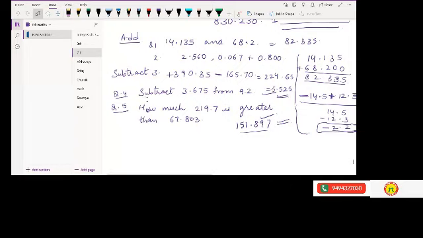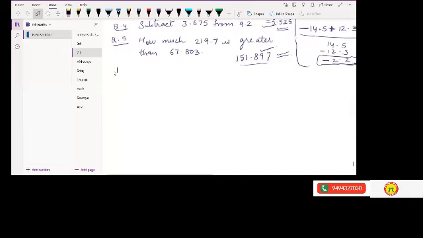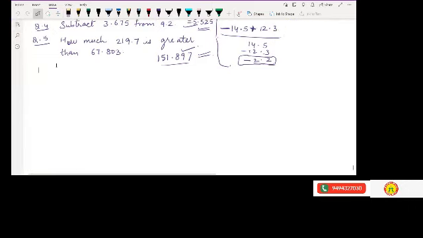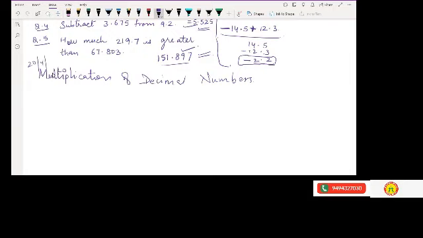Okay, children, let's do the multiplication part. That's multiplication of decimal numbers. Today is 20th and 23.